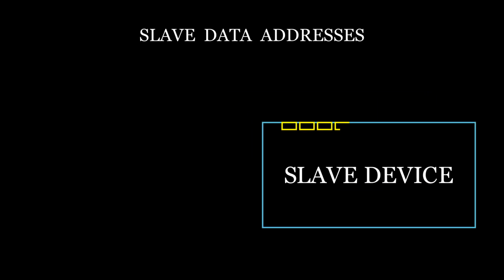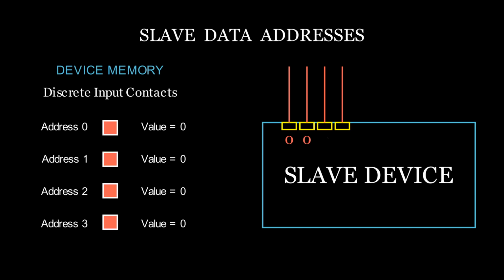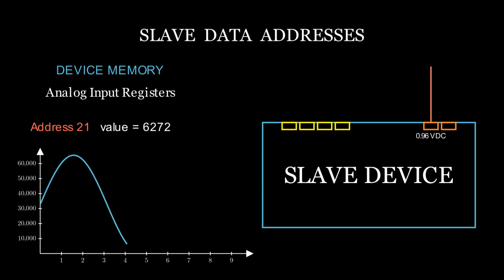Digital inputs of the slave device are mapped to device memory and are called discrete input contacts. The current state of the digital inputs is automatically reflected in the relevant memory area. Analog inputs have the same pattern but are written into the memory as registers, which are 16-bit values.